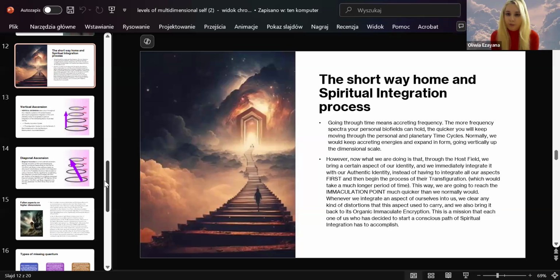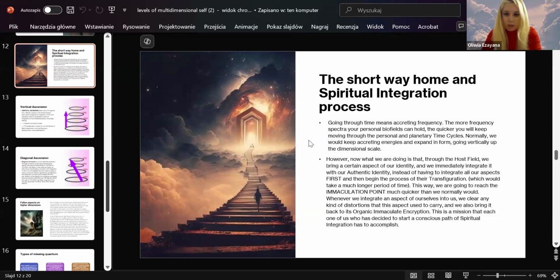So going through time means accreting frequency. The more frequency spectra your personal biofields can hold, the quicker you will keep moving through the personal and planetary time cycles. Normally, we would keep accreting energies and expanding form, going vertically up the dimensional scale, and that is referred to as the vertical ascension.